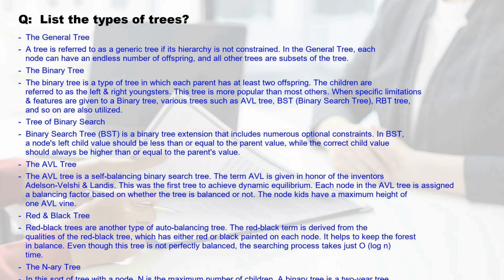In a BST, a node's left child value should be less than or equal to the parent value, while the right child value should always be higher than or equal to the parent's value.